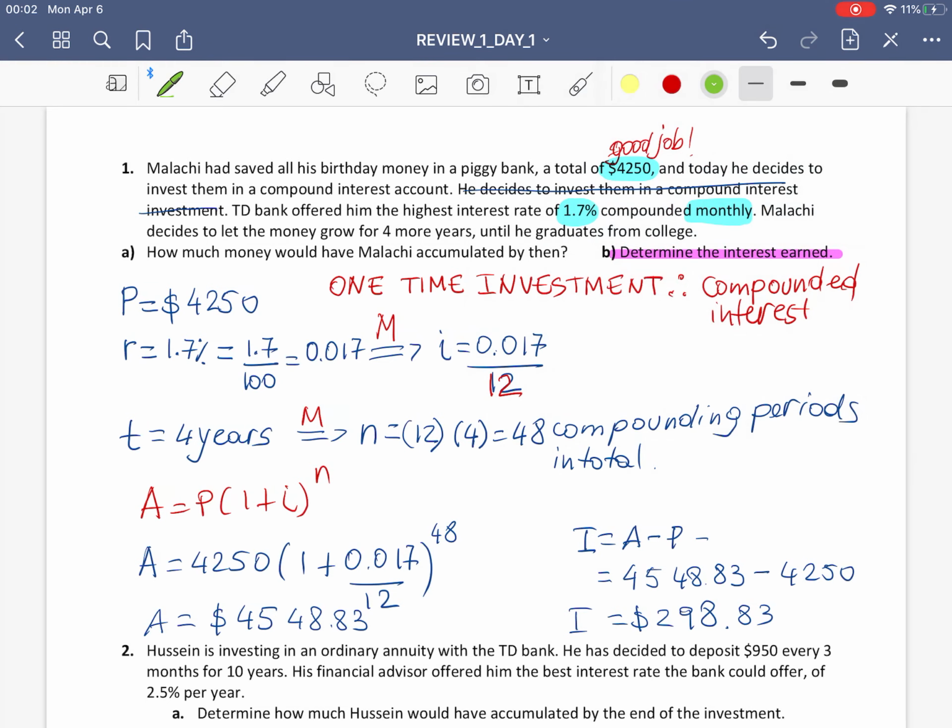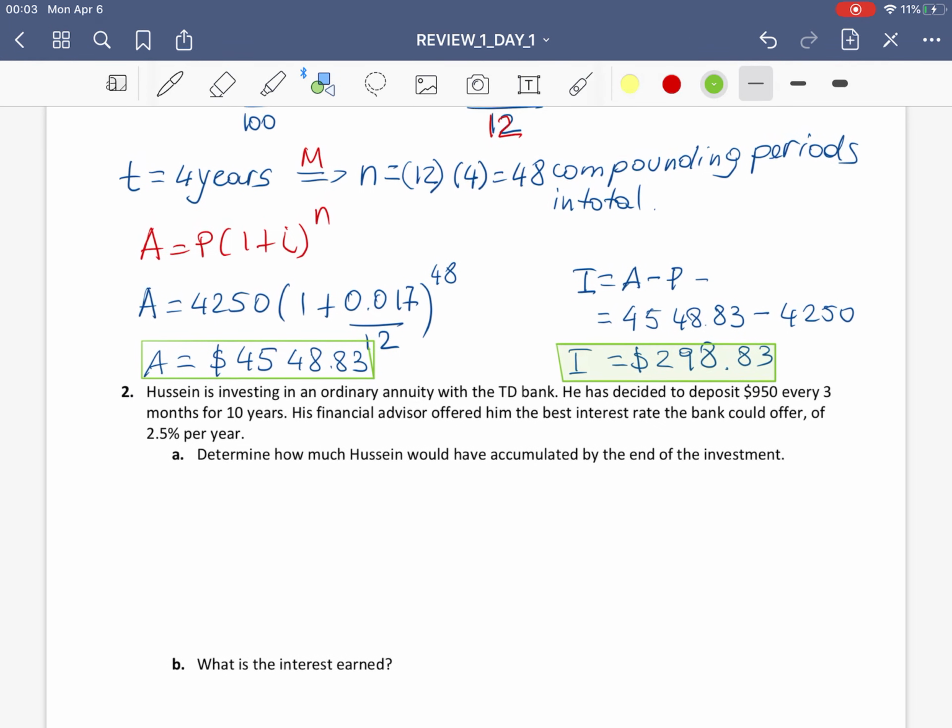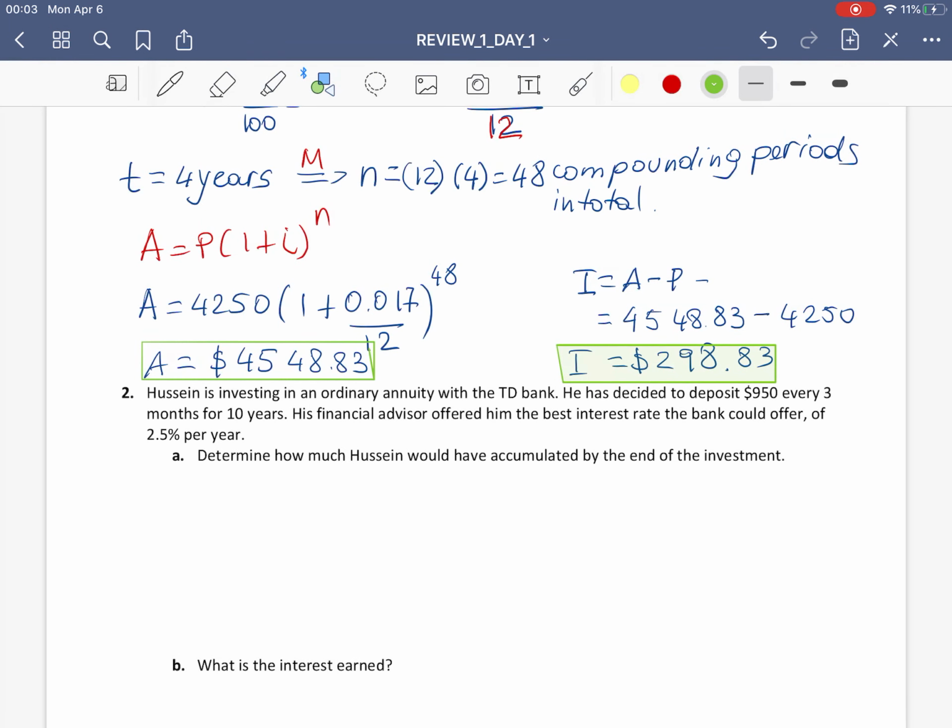Okay, so here are our answers. We have the accumulated amount of money equals $4,548.83, and the interest earned is $298.83. Okay, next example.